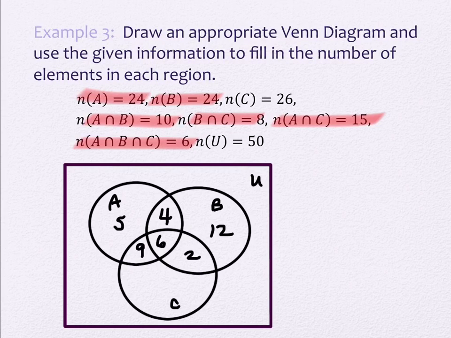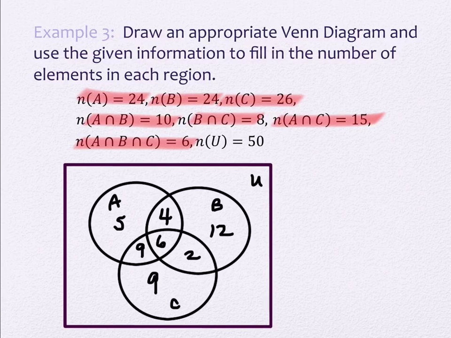The last one on the top line is N of C equals 26. My bottom circle C, I've got a 9, a 6, and a 2 in it. How much is that total already? 17. And I'm supposed to hit 26, so how many am I short? 9. So there's a 9 down here.